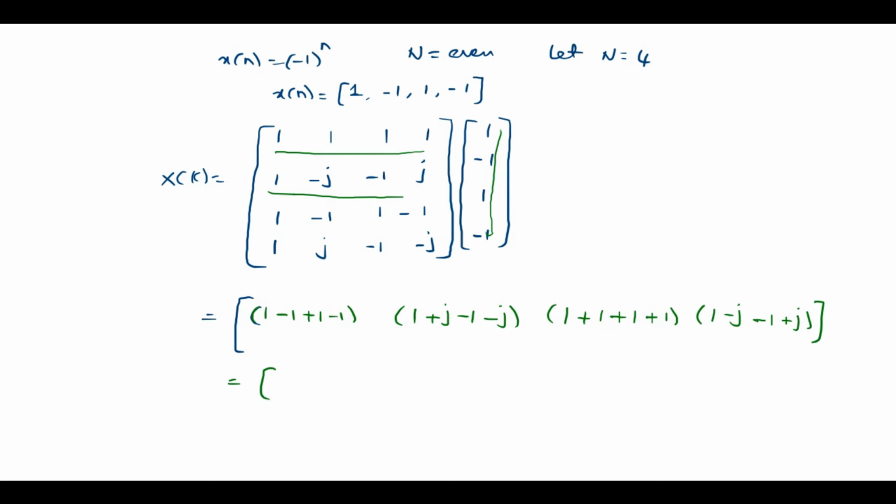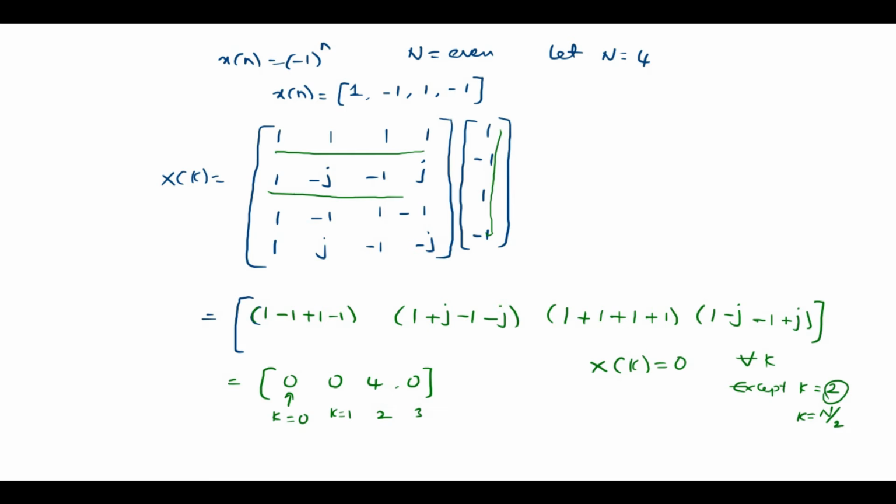Now just observe these four values. The first element is 0, the second is also 0, the third is 4, the next is 0. This is at k is equal to 0, k is equal to 1, k is equal to 2 and k is equal to 3. So the sequence X of k is 0 for all values of k except k is equal to 2. That 2 I am writing as capital N by 2.